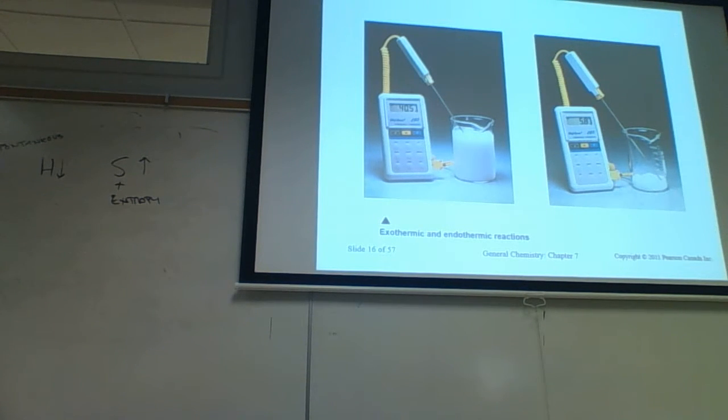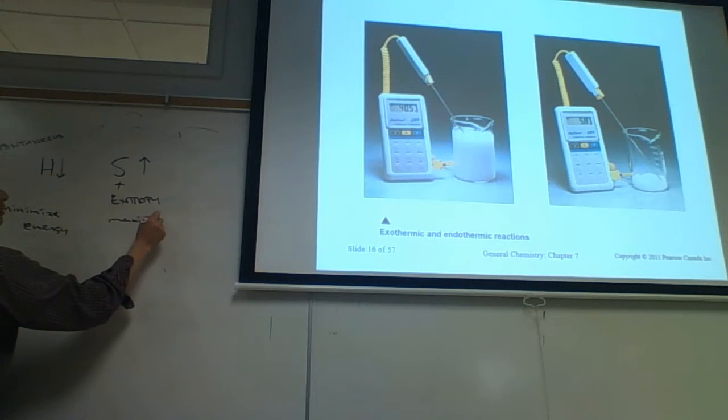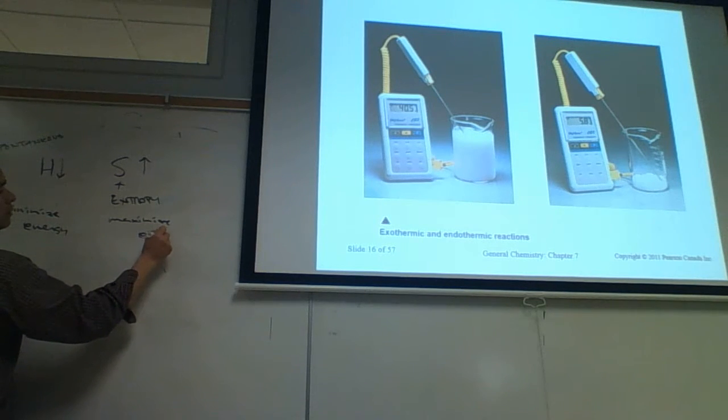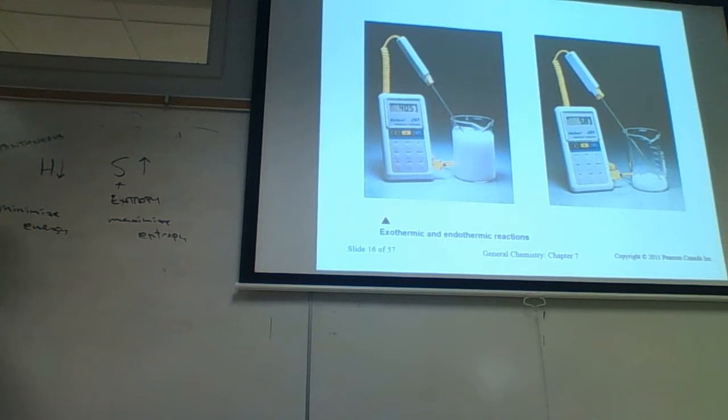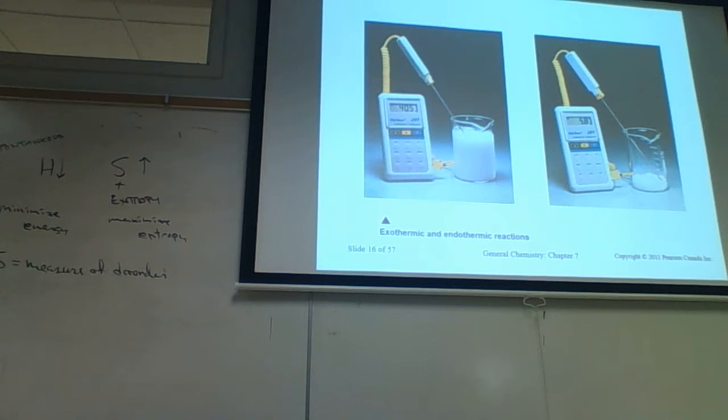And so these are the two driving forces in nature. One is to minimize energy, and the other is to maximize entropy. Now, what is entropy? Entropy, S, is a measure of disorder. So things spontaneously go to a more disordered state, not the opposite. We can see that here in this slide.